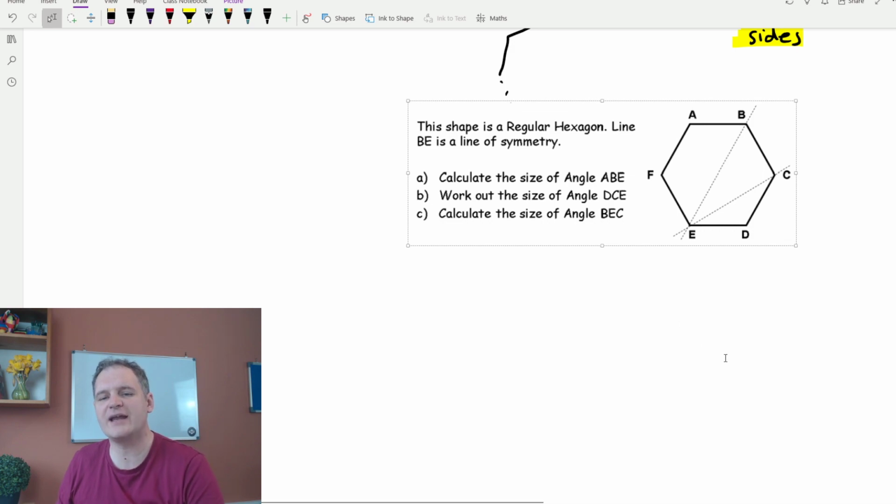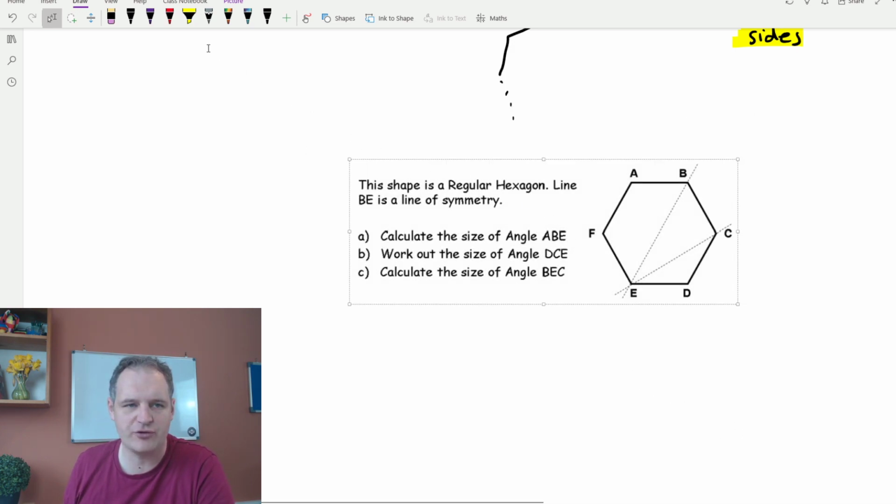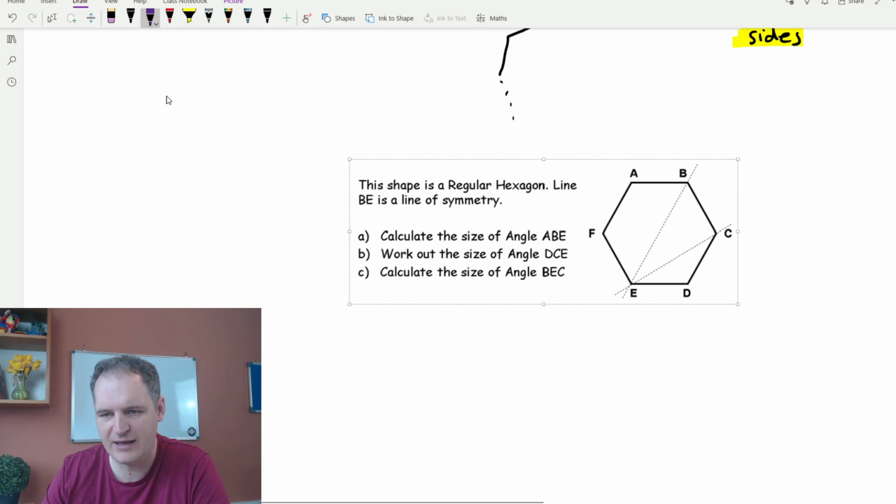This shape is a regular hexagon. Line BE is a line of symmetry. It says, calculate the size of angle ABE. ABE is that angle there. The next one says DCE. DCE is that angle there. And the next one says BEC. So it's that angle there.